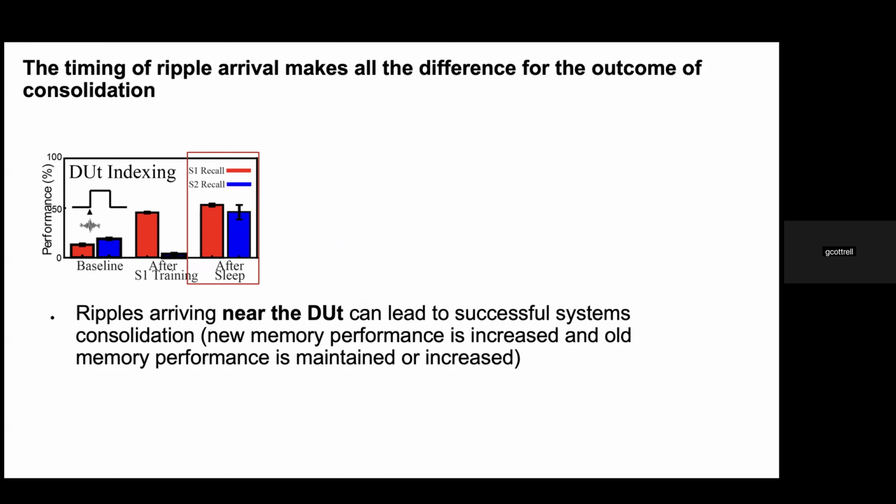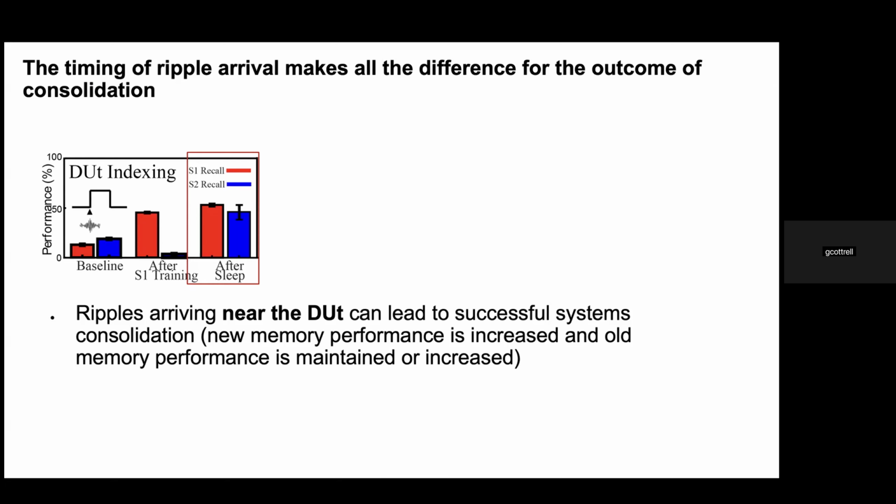Going from left to right, we have a baseline, we have two memories again. Red, S1, is the familiar memory, and blue, S2, is the new memory. In baseline, they show some low performance, and we can test them. Then we train the first memory, which is the familiar one. You see the red bar goes up, and the blue bar actually goes down a bit because they directly compete for resources.